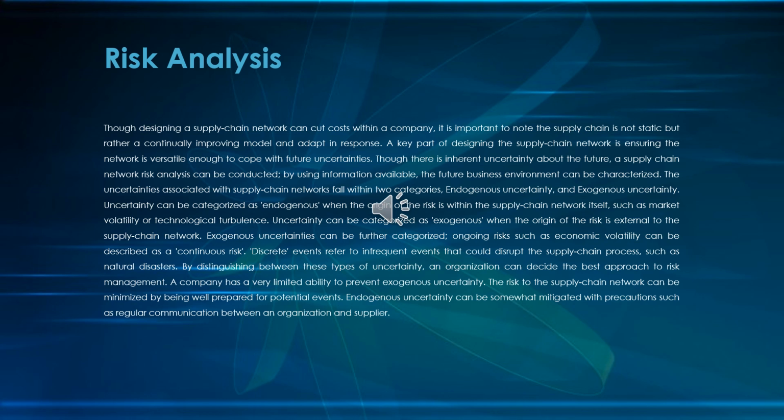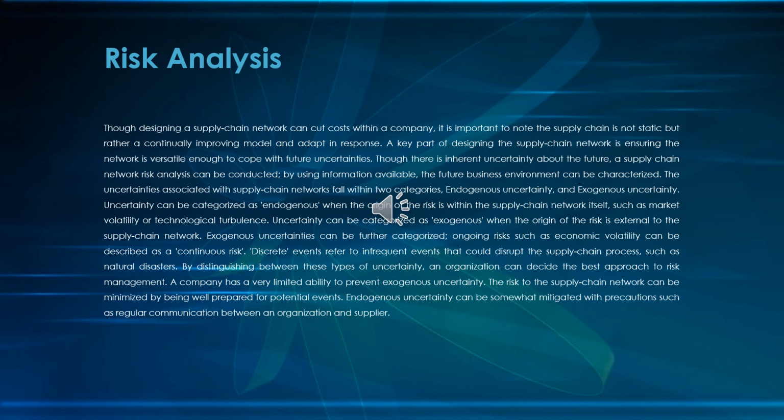Uncertainty can be categorized as endogenous when the origin of the risk is within the supply chain network itself, such as market volatility or technological turbulence. Uncertainty can be categorized as exogenous when the origin of the risk is external to the supply chain network. Exogenous uncertainties can be further categorized. Ongoing risks such as economic volatility can be described as a continuous risk. Discrete events refer to infrequent events that could disrupt the supply chain process, such as natural disasters.